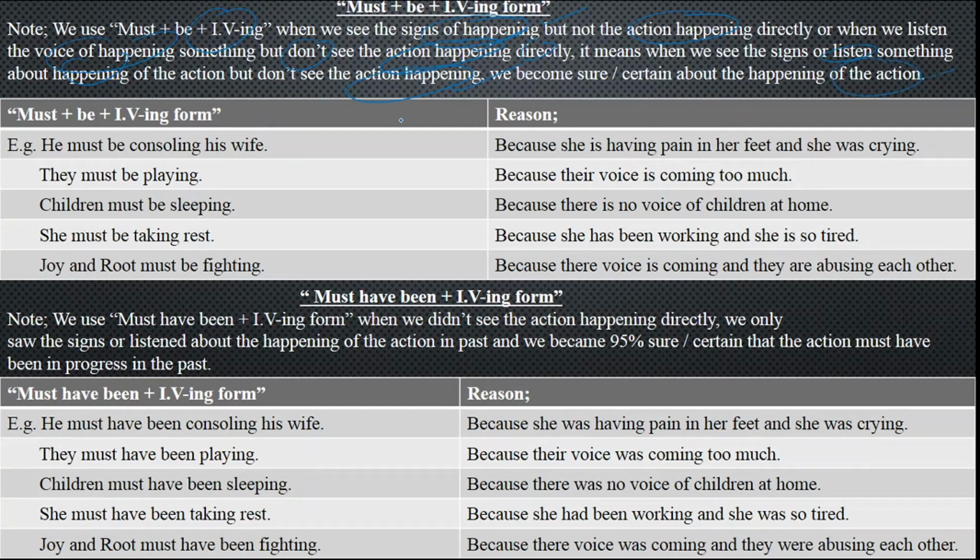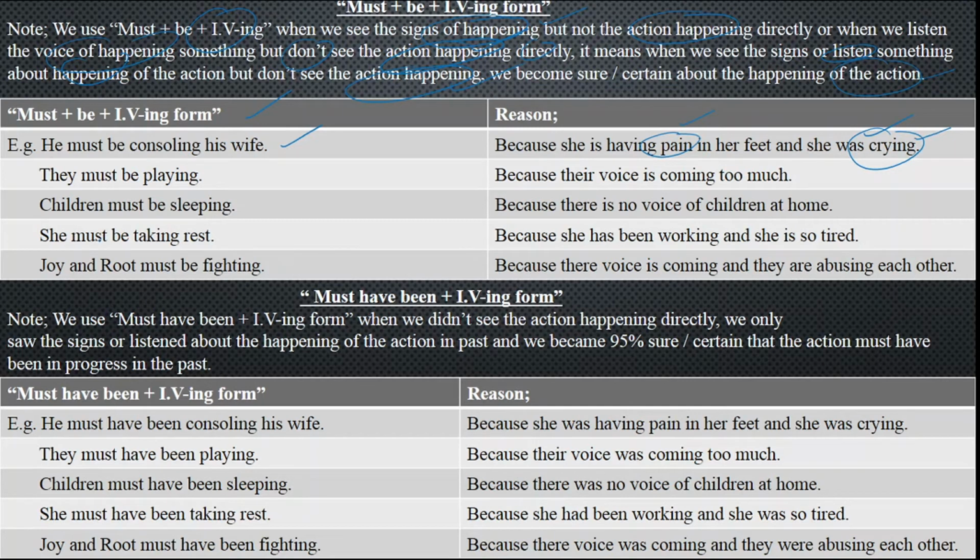Now, must be plus the ing form of the verb, and a reason. See, he must be consoling his wife. Now why are you saying this sentence? Over there you are not sure about the real action, but you have just got your prediction about it. Why? Because she is having pain in her feet and she was crying. The reason is that she was feeling pain in her feet, and over there she was crying. So the husband started consoling her.